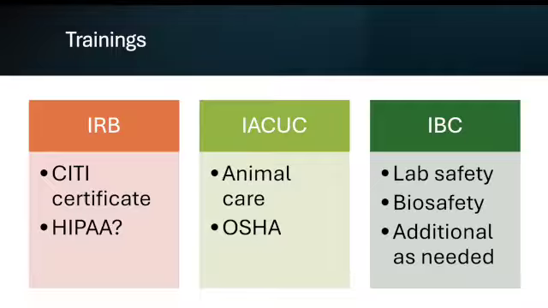If you need an IACUC protocol, you will need animal care training. The animal care training is specific to your IACUC board. They should have information on the trainings necessary there. You may also need OSHA training. This is Occupational Safety and Health Administration training, just to ensure that your researchers are also being safe when working with the animals, because animal care also involves risks to humans.